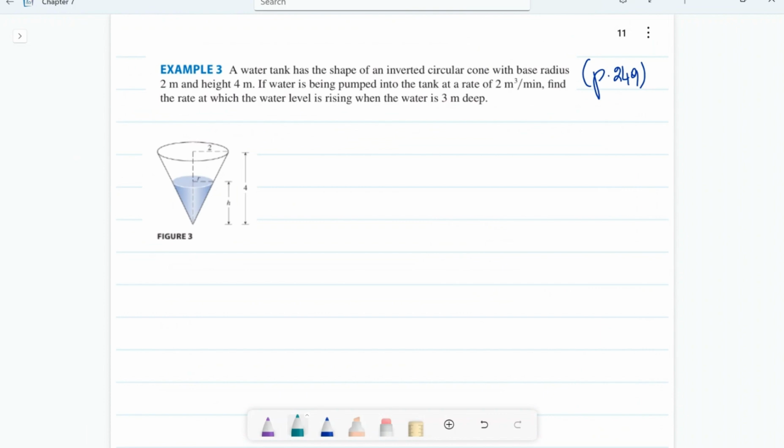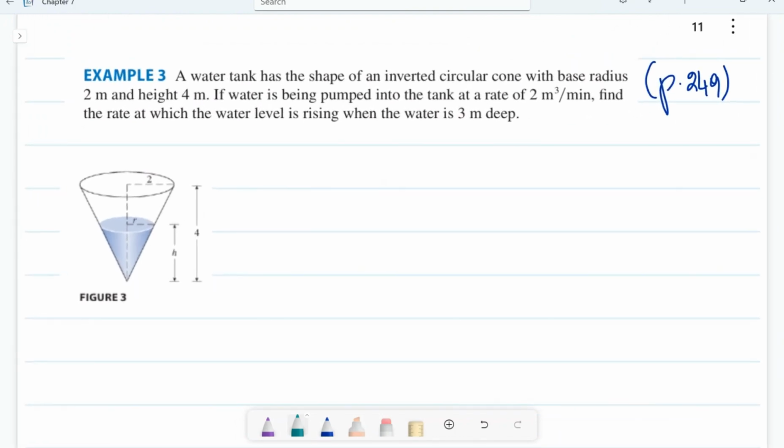So again, it's really important to have a figure with us. So this is a figure drawn, it's from the book. So just to analyze the figure, they told us that the base radius, so this radius right here, is 2 meters, and the height of the entire cone is 4 meters. Now we have water inside the cone. Water is pumped at 2 meters cubed per minute. So the water forms a smaller cone inside the cone, which has this height and this smaller radius.